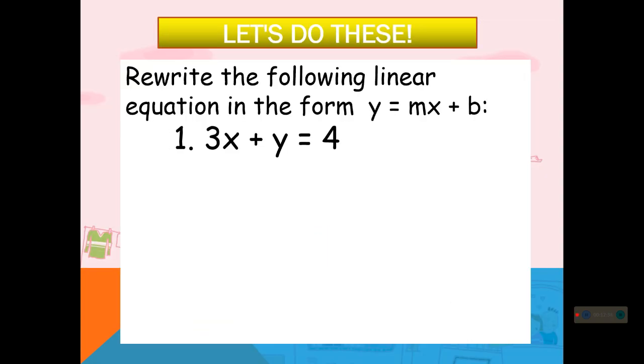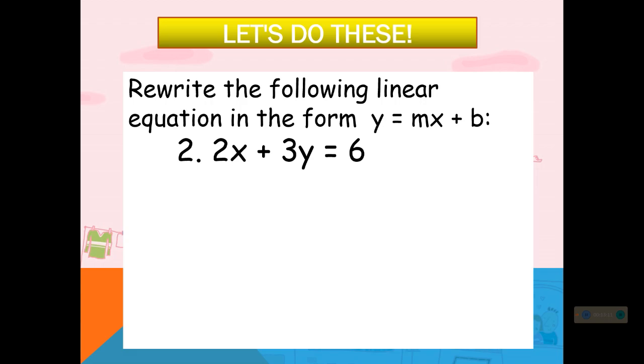So, let's do this. Rewrite the following linear equation in the form y equals mx plus b. Okay. Can you give your answer for a while? Okay. So, we have here y equals negative 3x plus 4. So, again, if you're going to give the value of your slope, your m here is negative 3 and your b here is 4. Okay. Any question? Do you have the same answer? I hope so.